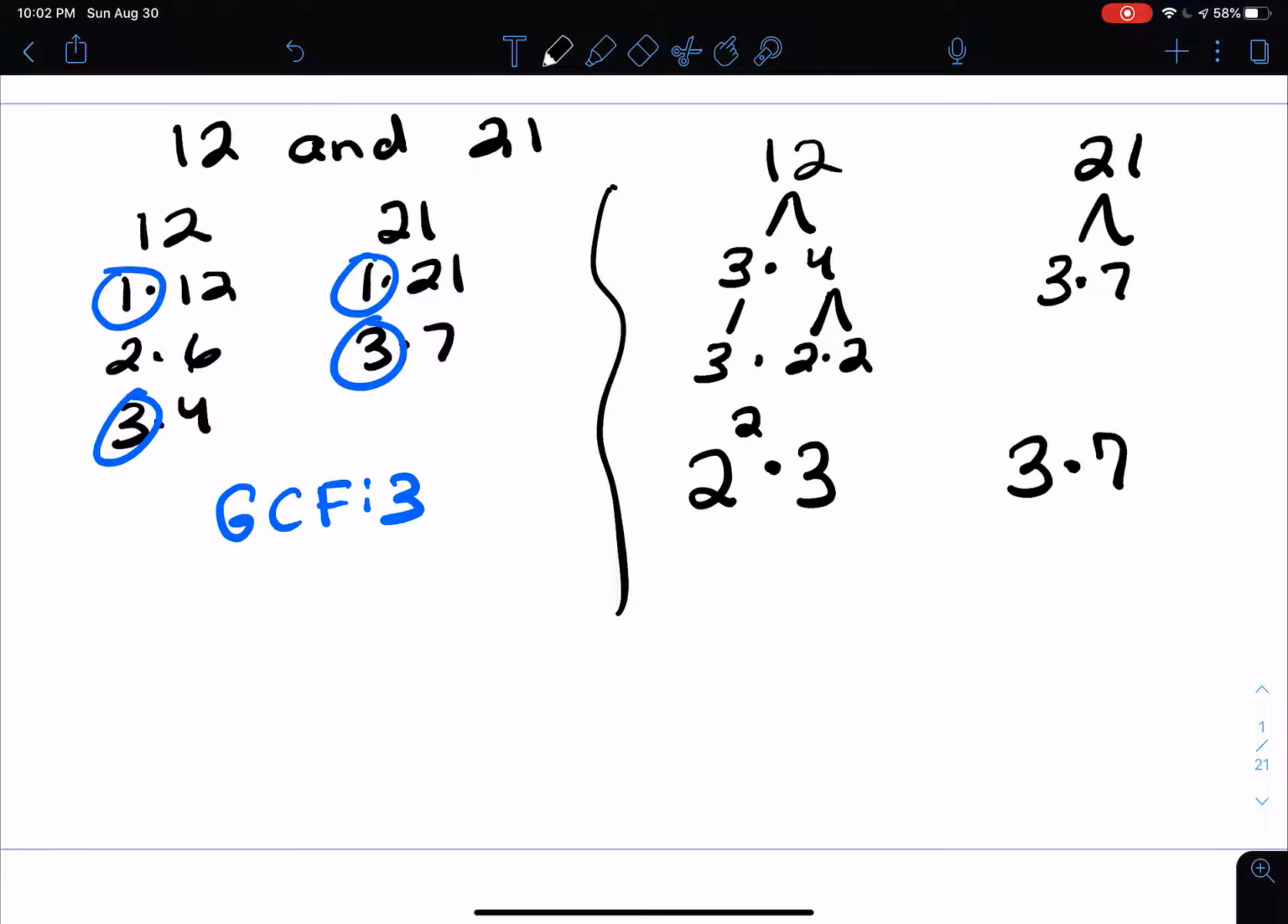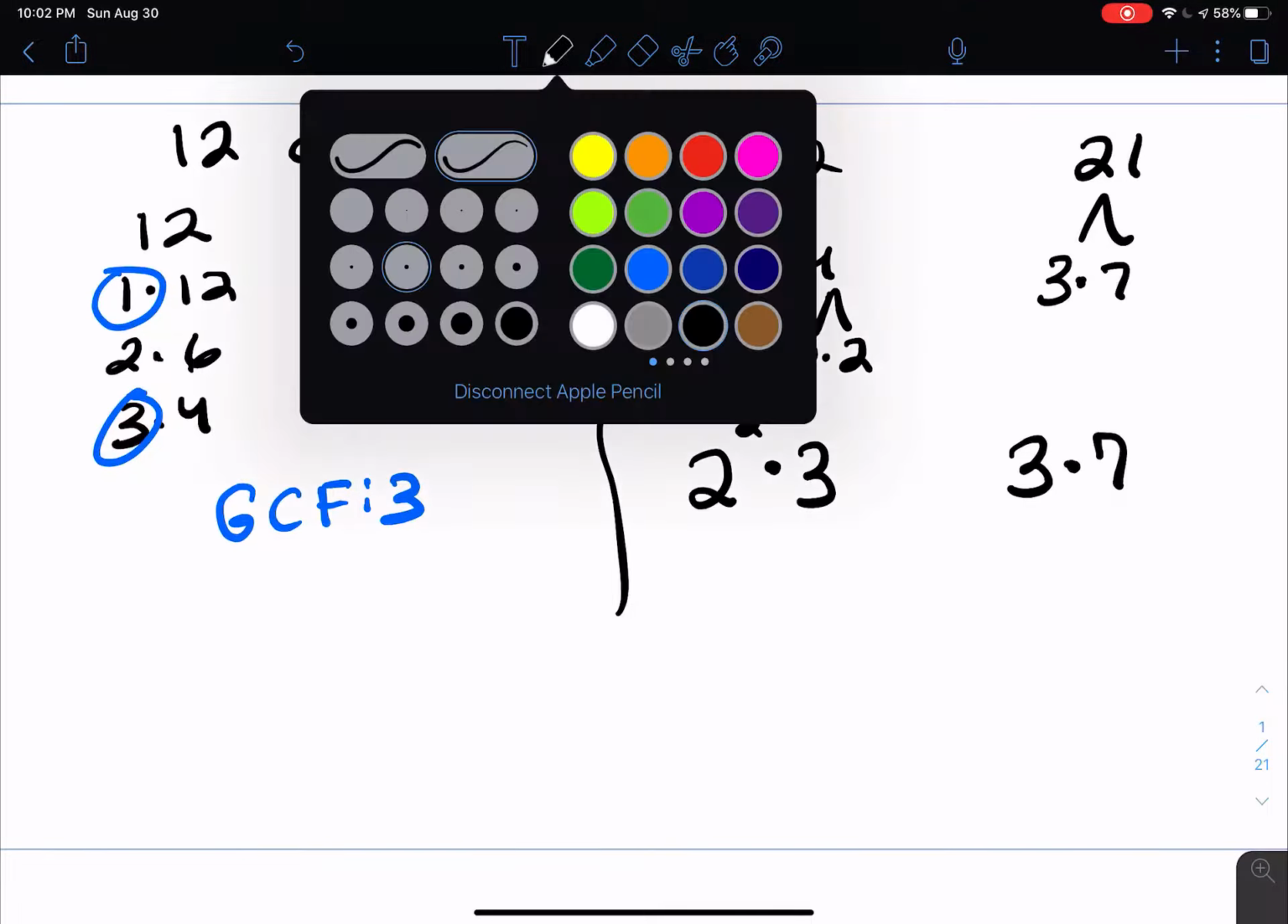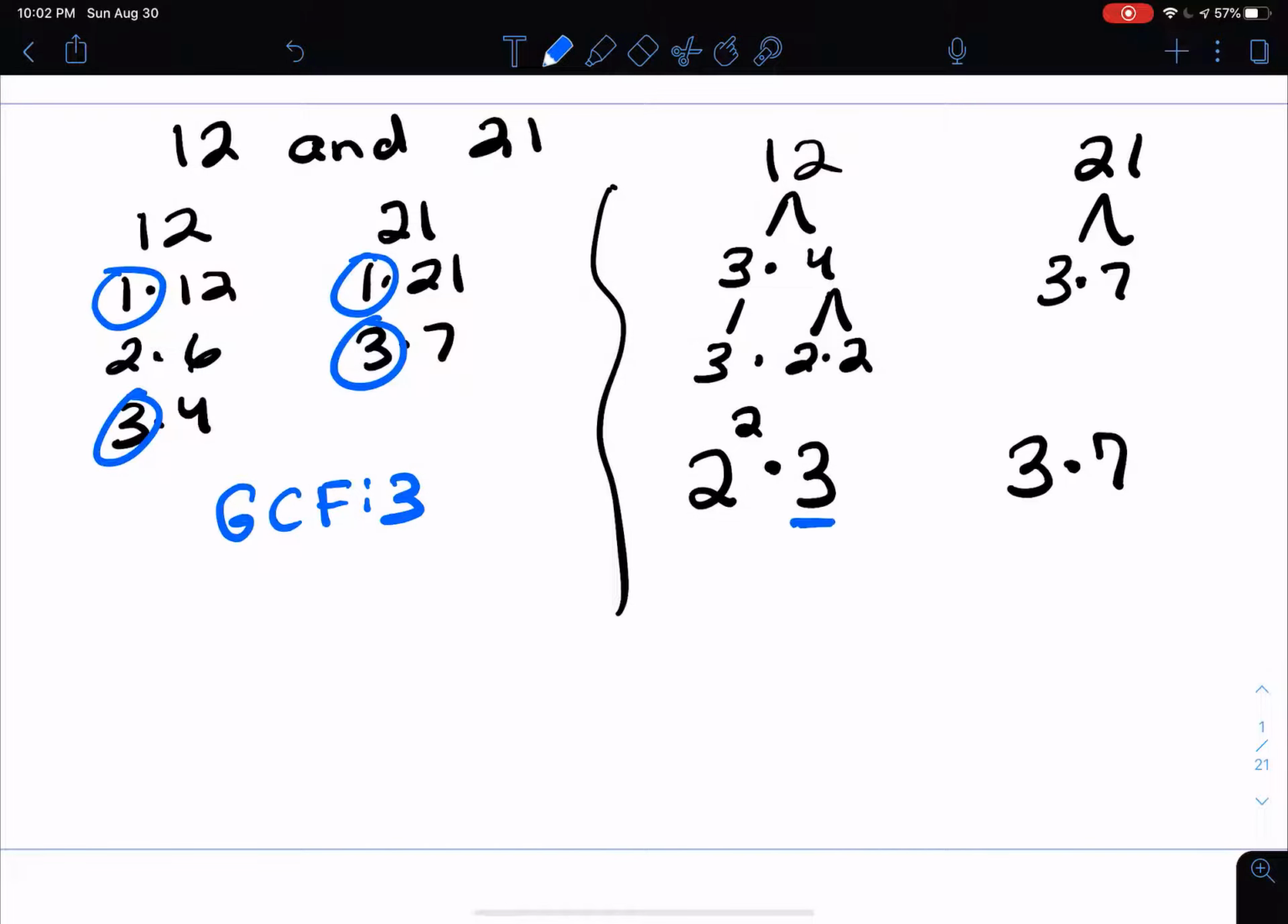All right, so between those two, I like my colors here, I have the 3 in common. And remember, when you have something in common, you only use the one that has the lower exponent. Since they both have just 3, our GCF is 3. And that's it. You're like, oh, okay. So in that case, the old way and the prime factor way take about the same amount of time. But if your numbers involve bigger factorizations, you're going to like the prime factor tree. It's going to be faster and easier.